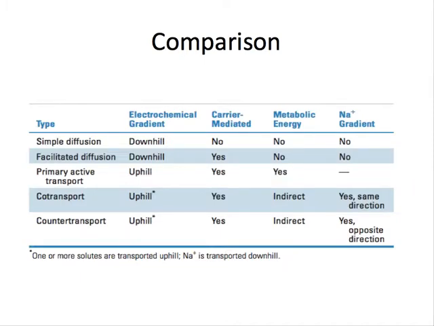All right, now here you can see the comparison of different mechanisms of transport across the cell membrane. You can see that both simple diffusion and facilitated diffusion take place downhill, while active transport, no matter whether it is primary or secondary, always takes place uphill. That means from the low concentration to the high concentration.